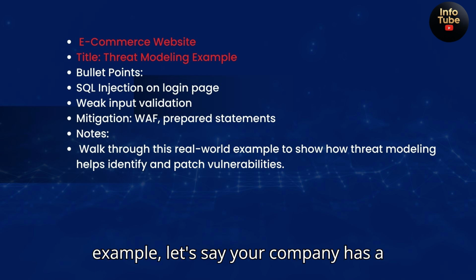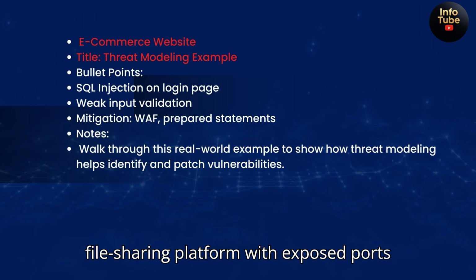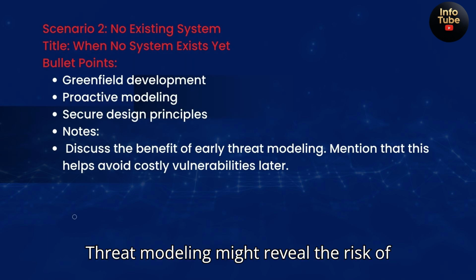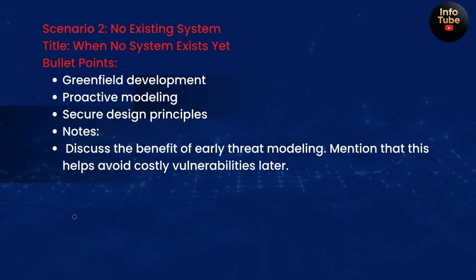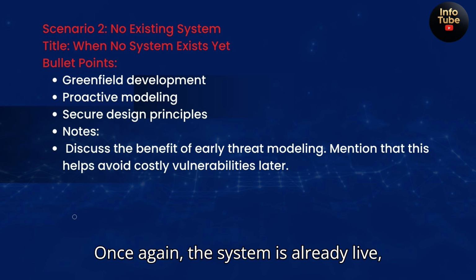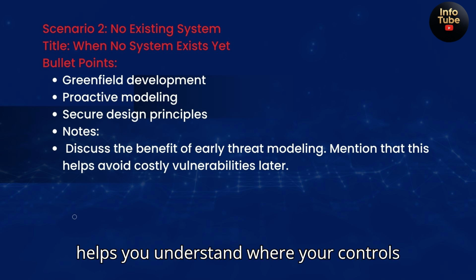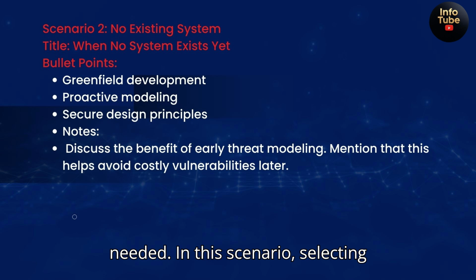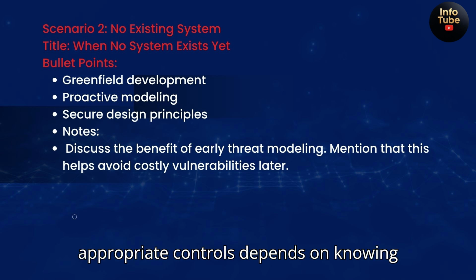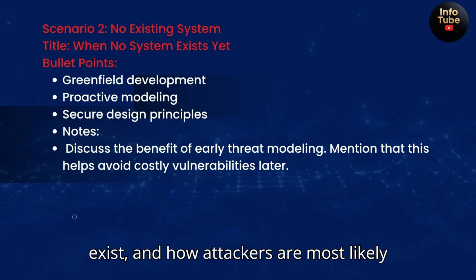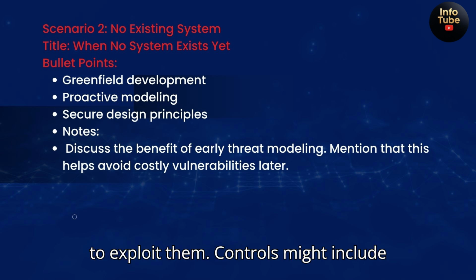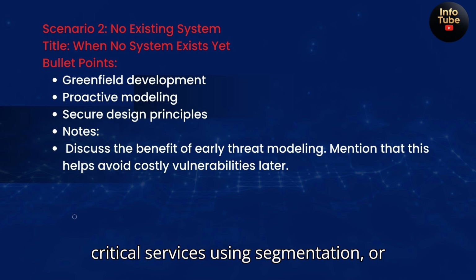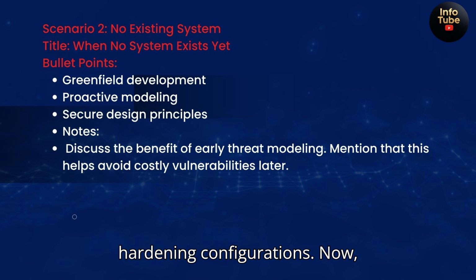In another example, let's say your company has a file-sharing platform with exposed ports that are accessible over the internet. Threat modeling might reveal the risk of unauthorized access or ransomware. Once again, the system is already live, and modeling the applicability of threats helps you understand where your controls are weak and what new protections are needed. In this scenario, selecting appropriate controls depends on knowing what's already implemented, what gaps exist, and how attackers are most likely to exploit them. Controls might include enabling logging and alerting, isolating critical services using segmentation, or hardening configurations.